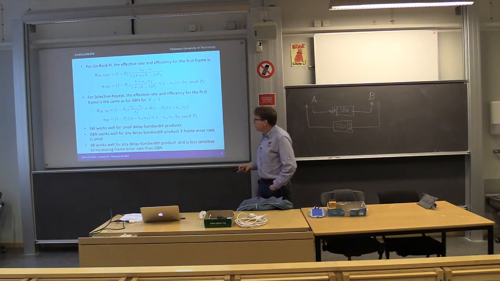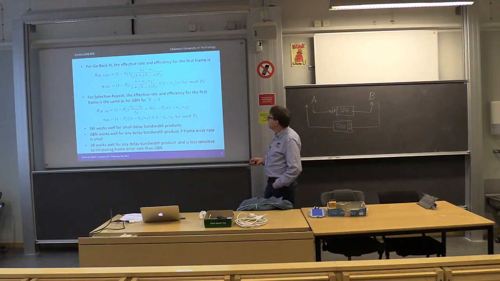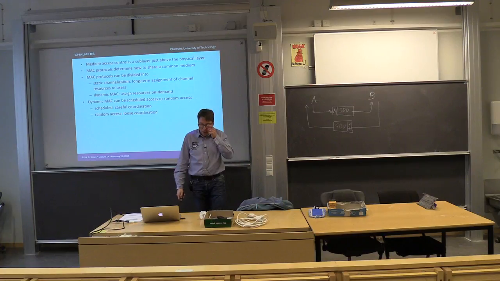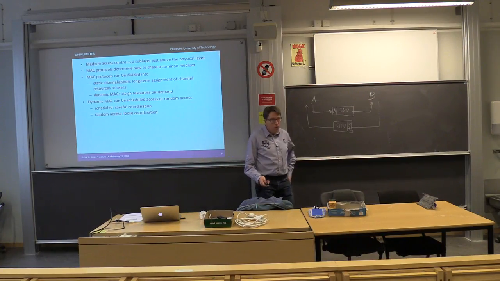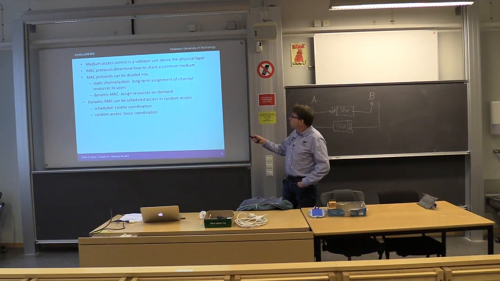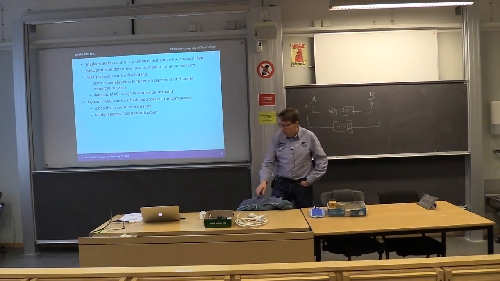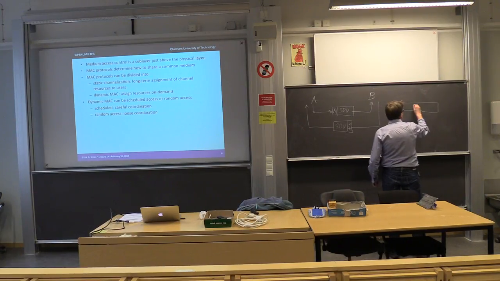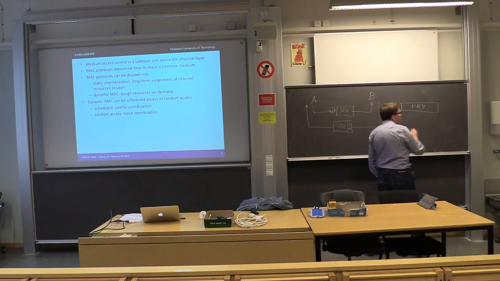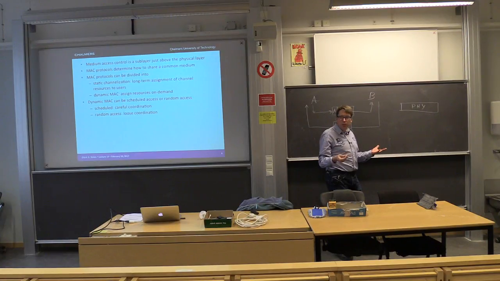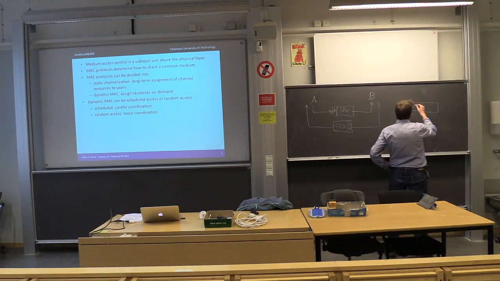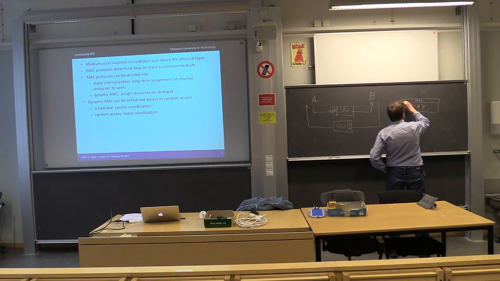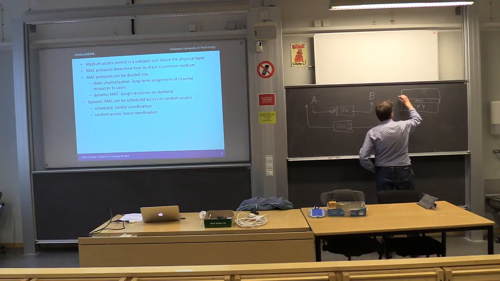Okay, so that was a short recap of retransmission protocols. And then we started to introduce the notion of media access or medium access. And medium access control is a sublayer just above the physical layer. Okay, so we have the physical layer here. And the physical layer is responsible for transmitting bits between A and B. And then just above it, we have the medium access control sublayer, which is a part of the data link layer.